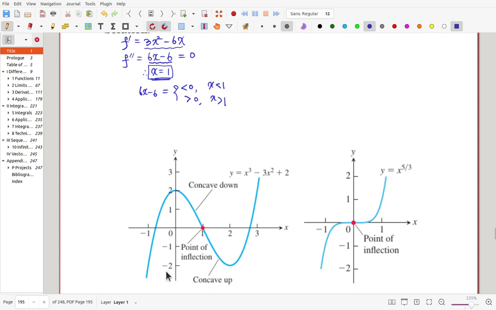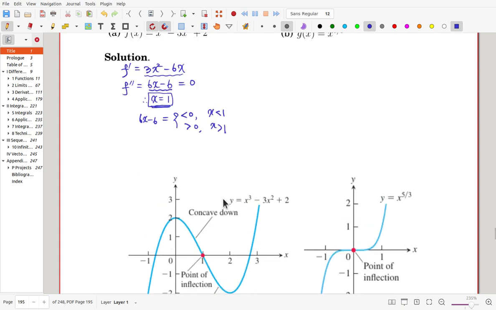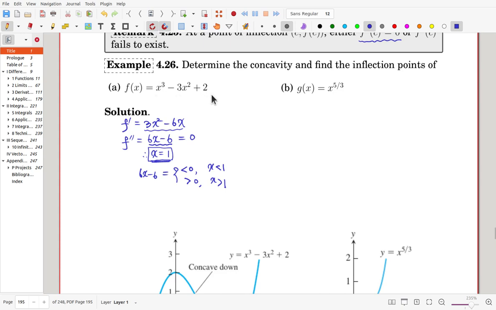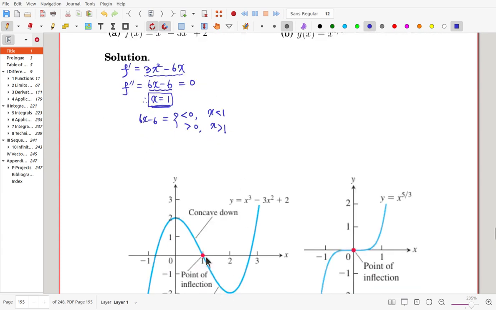Okay, here we have the graph. And once x equals 1, then the y value is 0, so the point is (1, 0). The left-hand side is concave down and the right side is concave up. And we know that at the point, the slope is well defined, so we can find the tangent line. So it is an inflection point.